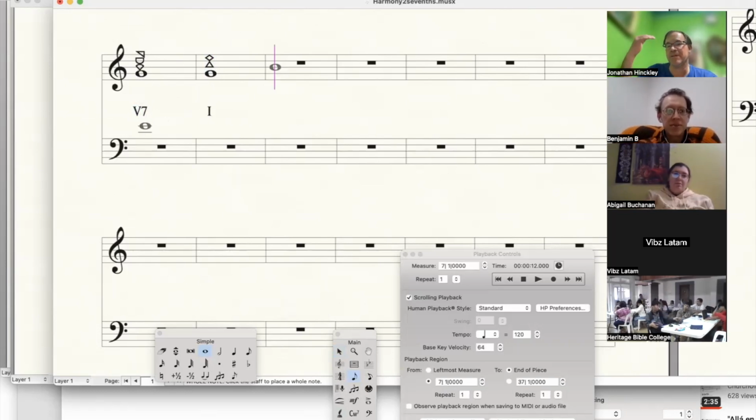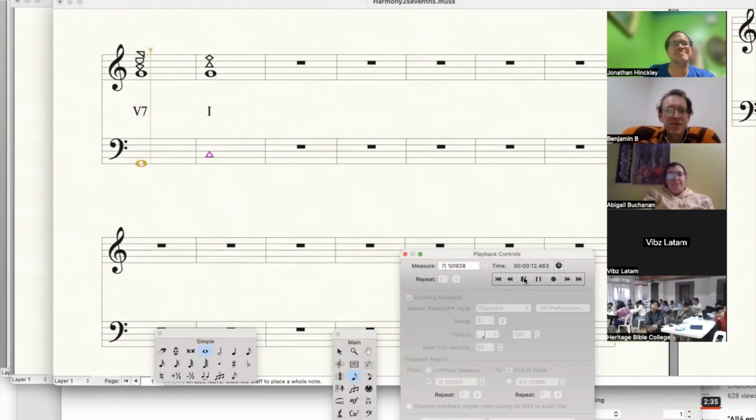Sol. What are we building it on? Sol, right? So I'll put a sol here. Actually, I'll probably put it really low. You could put it either low or higher, either one. Okay. And then what is the root of the 1? Do you remember? Do. Do, mi, so. Now listen to how good this sounds. Okay. Are we at the end?